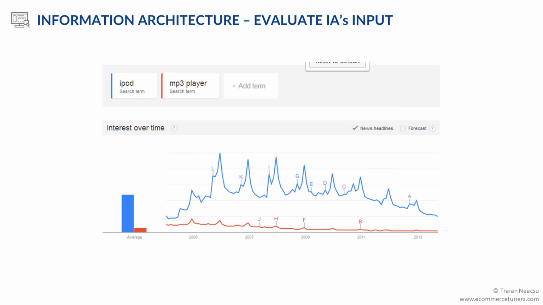Also, note that Google Trends displays normalized data on a scale of 1 to 100, where 100 is the highest search volume ever recorded. Google Trends doesn't display absolute search volumes.